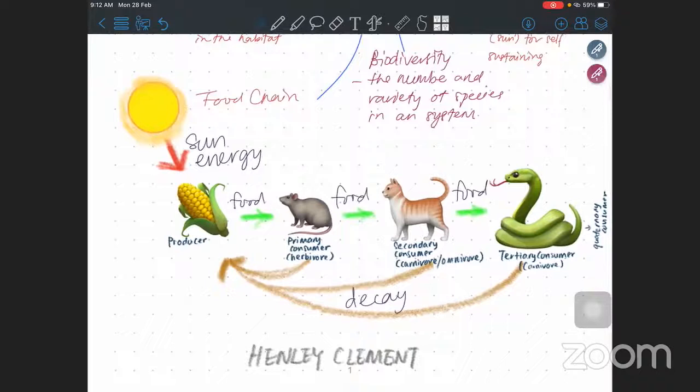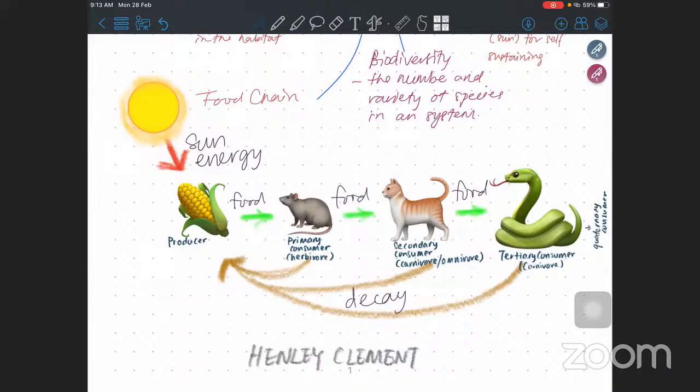The last one for the first page will be the food chain. The food chain starts with the sun's energy, the source of energy for all the processes. The producer, usually a plant with a green pigment, chlorophyll, can absorb the sunlight energy and change the low-energy carbon dioxide into the high-energy glucose.